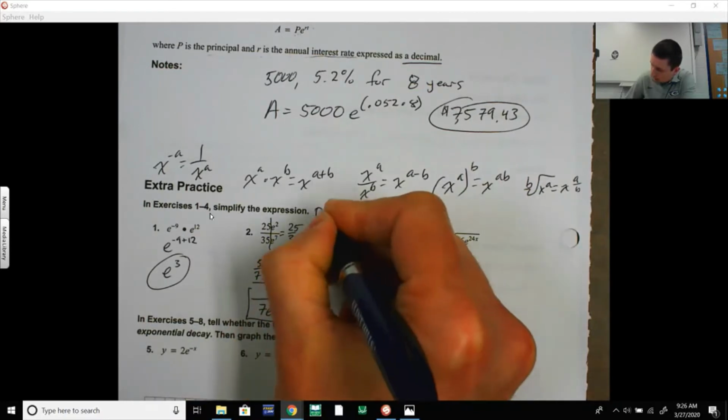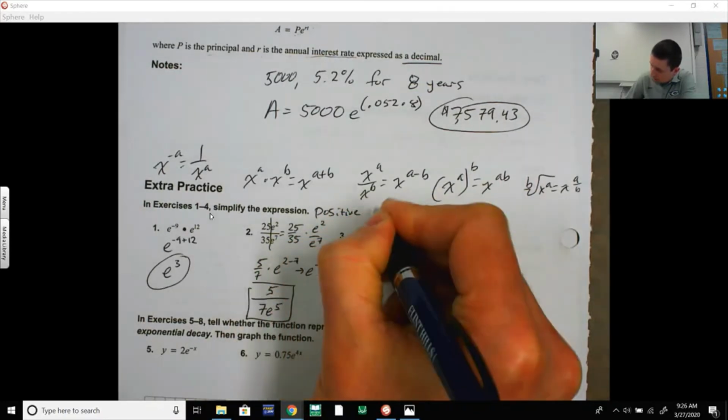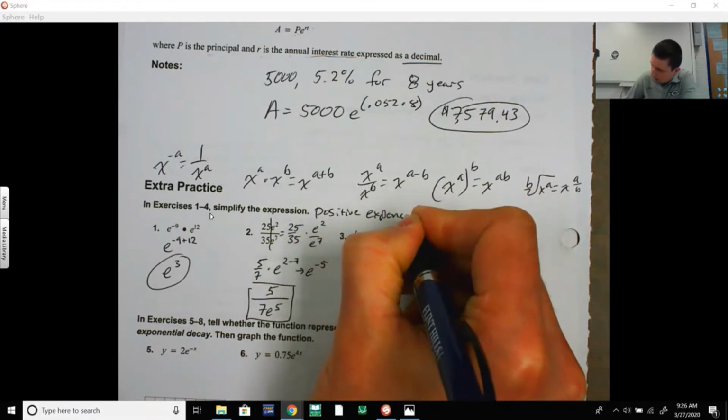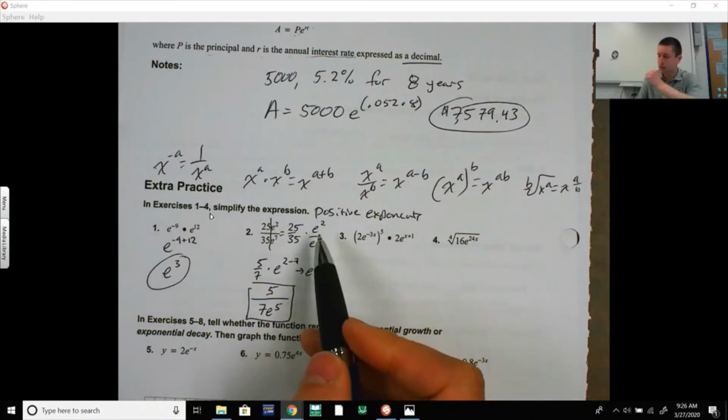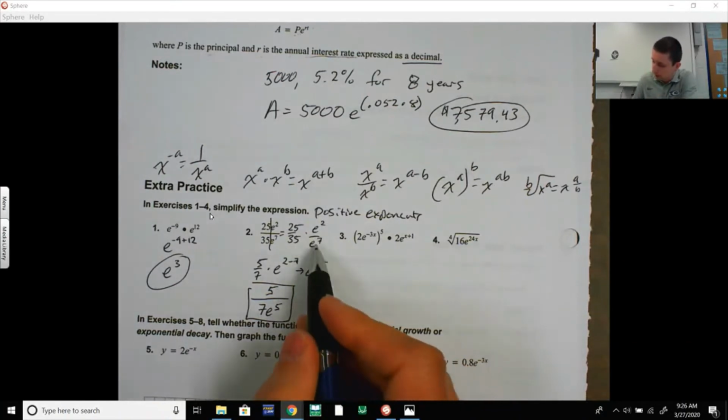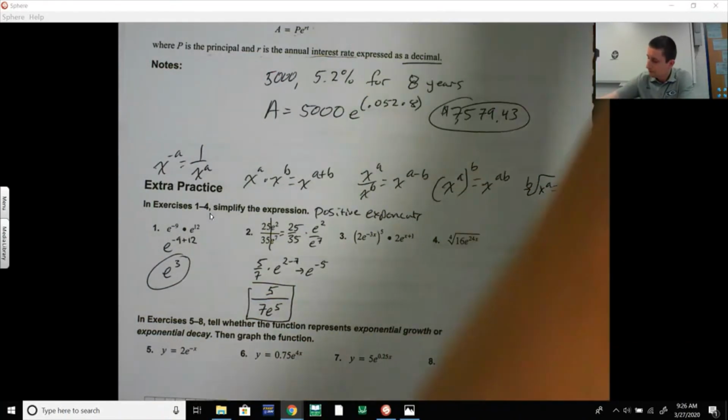So only positive exponents when you're done. You can't have negative exponents when you're done. So just think of it: there's 7 e's on the bottom, there's 2 on top. So 7 minus 2 is 5, and it goes on the bottom. Okay.